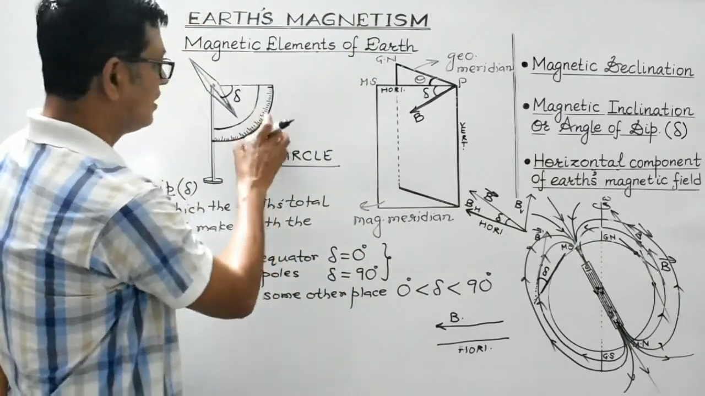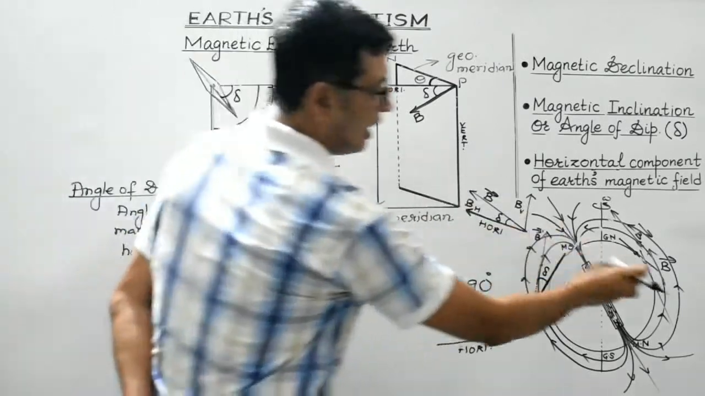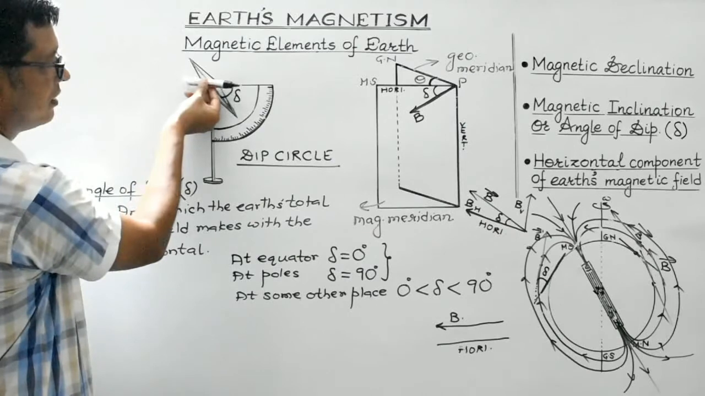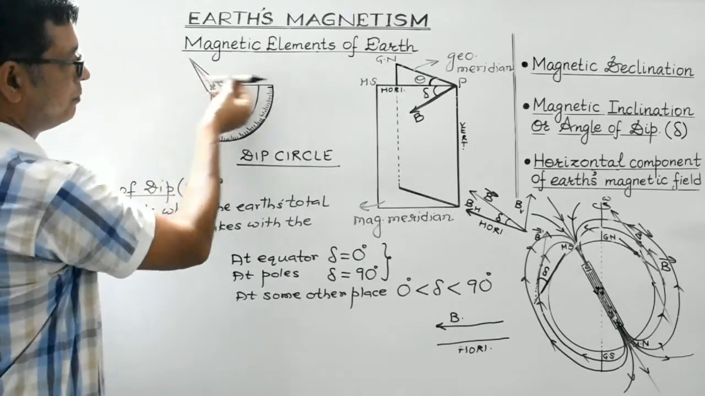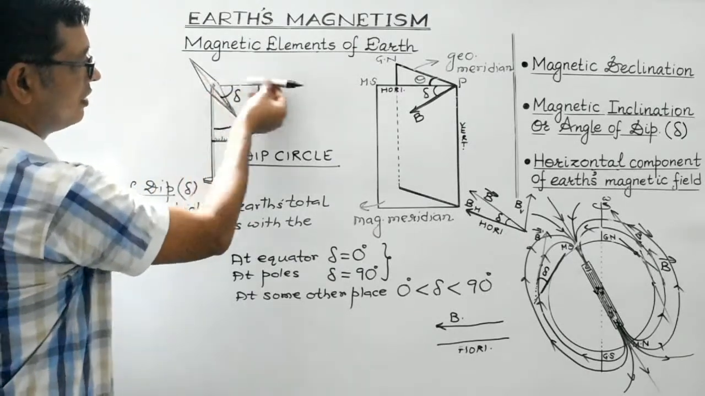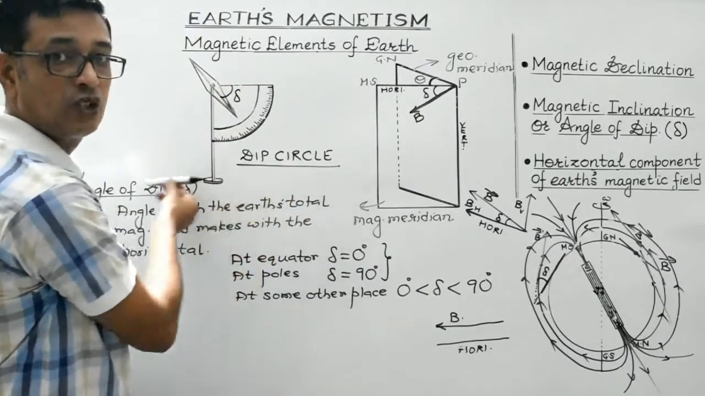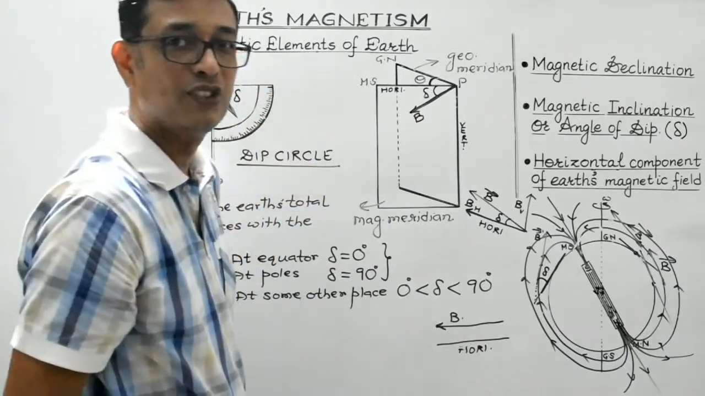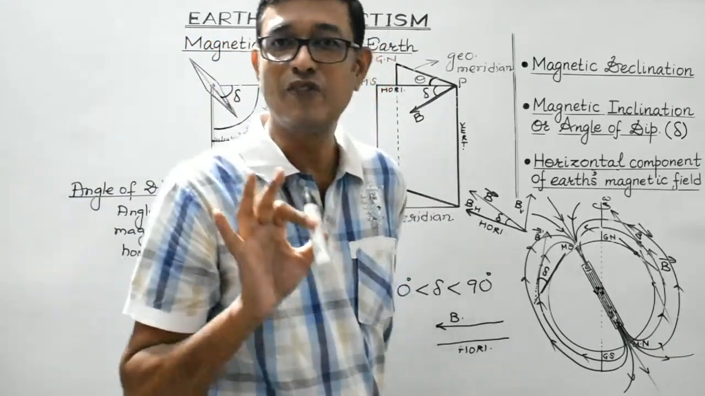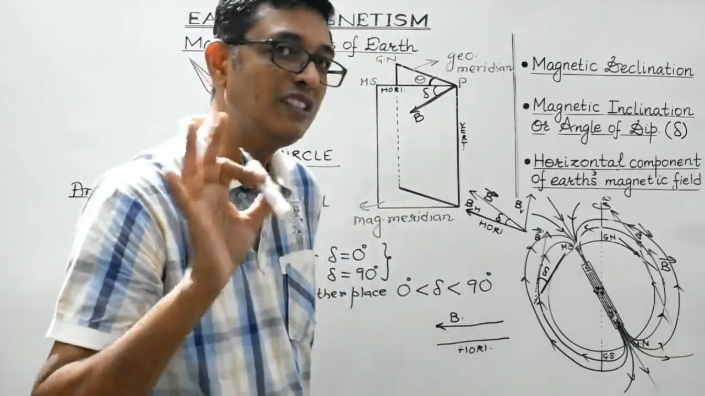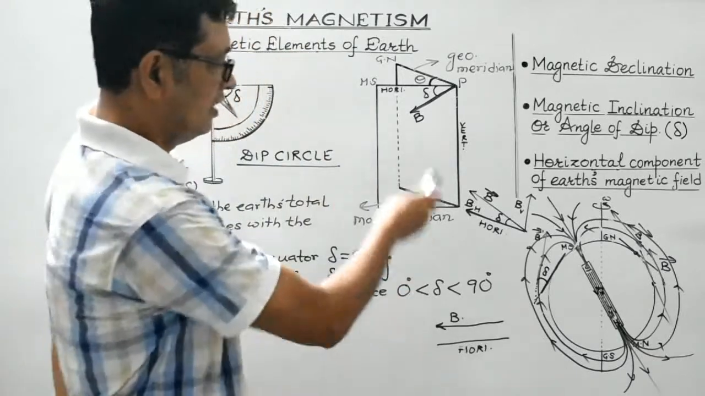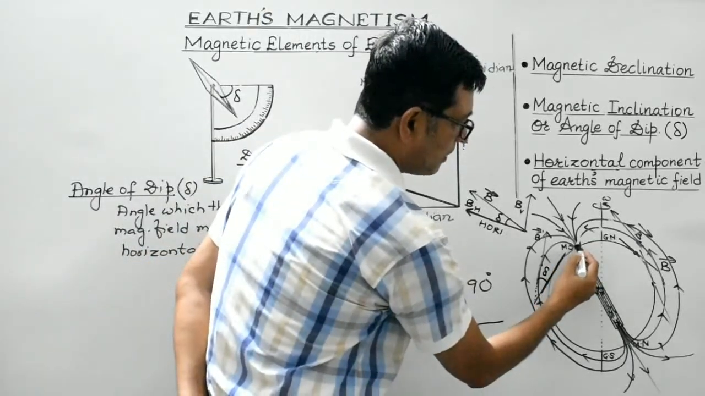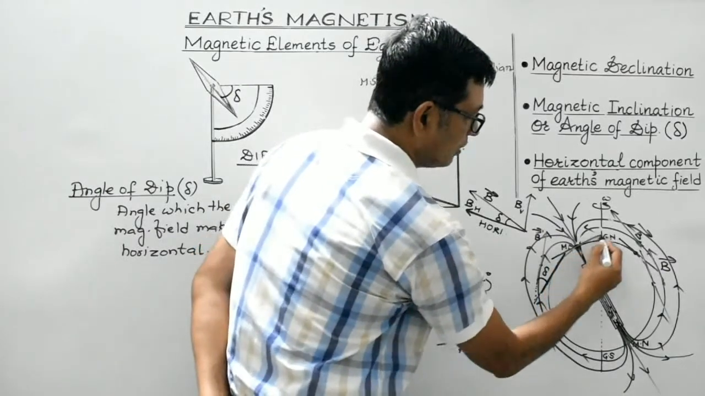If you place this device, which is dip circle, at equator, then what will happen? This needle will be like this. It will be aligned perfectly horizontally, that is, parallel to the ground. So delta would become 0. Clear? So for that matter, angle of dip at the equator is always 0 degree. Now, at the poles, magnetic poles, this is the horizontal.